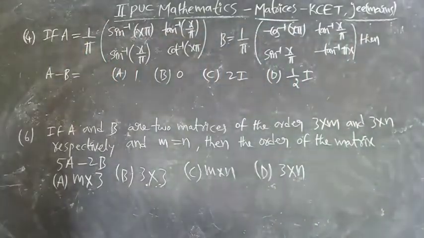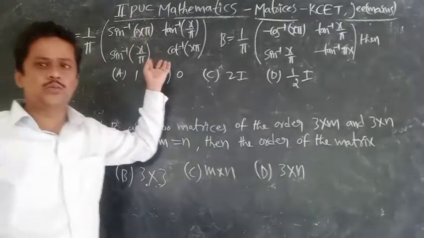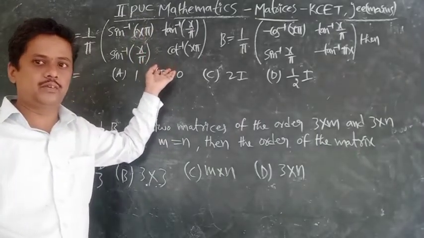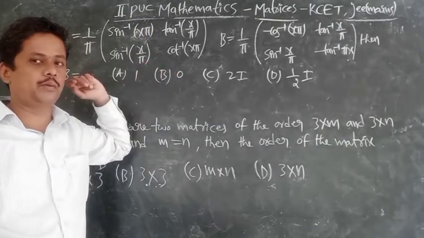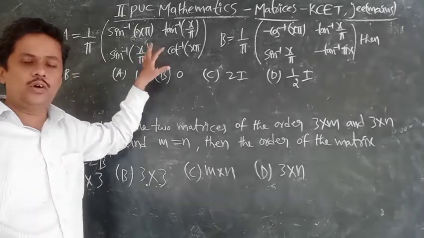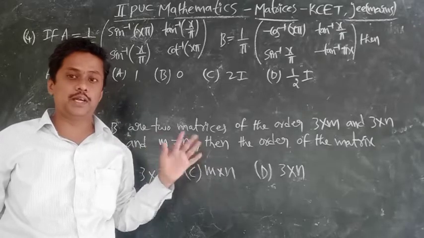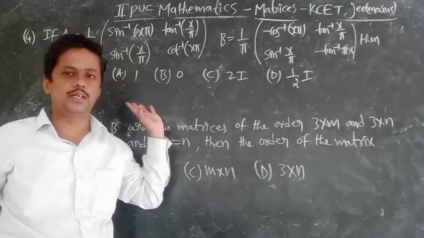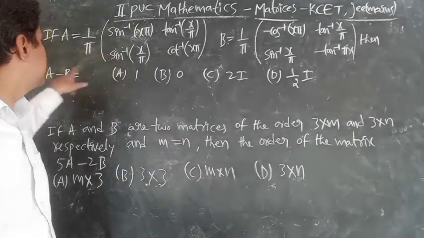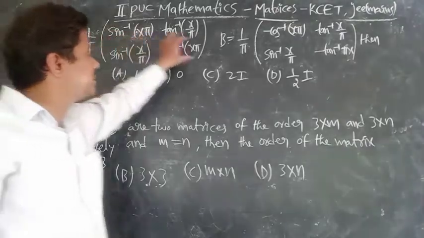Okay. It is a very, very important question. It has been given two times in the exam. Very important problem. Okay. By seeing it, some students feel difficulty. What is this, pi, x, all these things? It is a very easy problem. How will it be solved? A minus B. This is A, this is B.